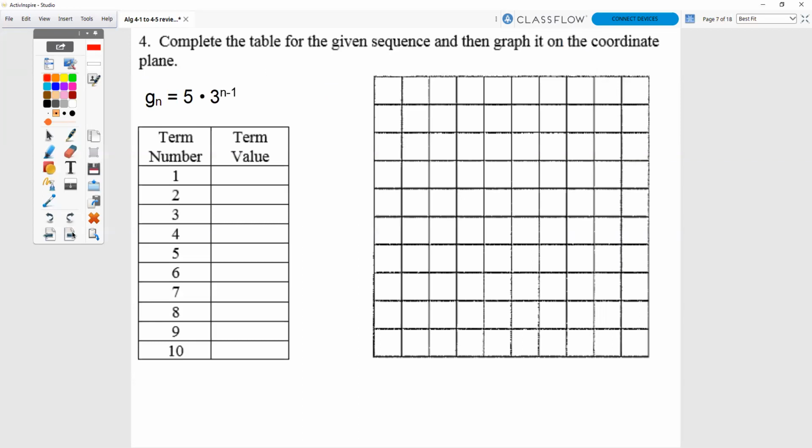Number 4 and number 5 are going to require a little bit of graphing. Complete the table for the given sequence, then graph it on the coordinate plane. Whatever formula they give you, you're going to type it into your y equals, and then hit second and table for the points.